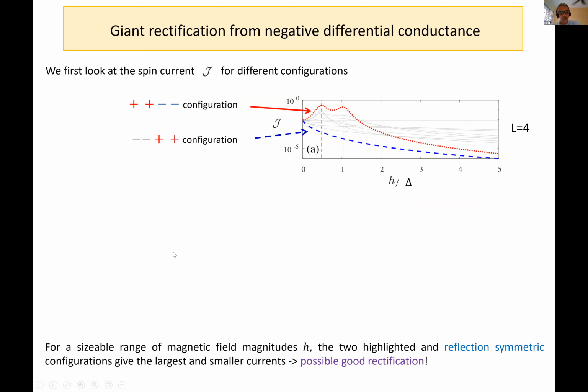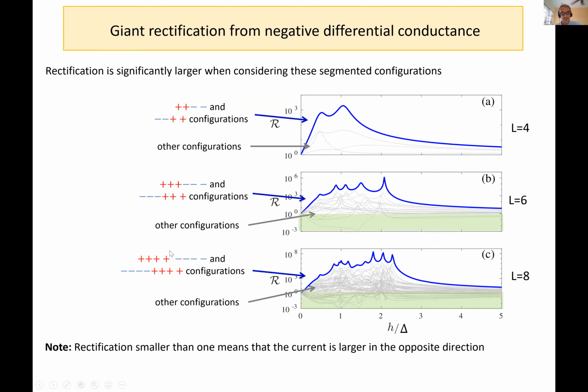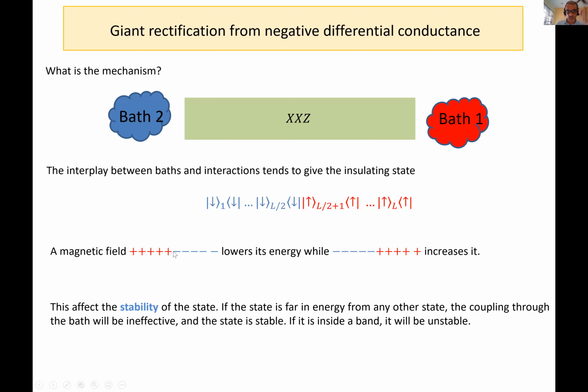So now, if we add a magnetic field pointing up in half and pointing down in the other half of the chain, this is something that lowers the energy of the system, while if I put the fields in the opposite direction, it will increase the energy. This actually affects the stability of this particular steady state, and whether it allows it to be the eventual steady state of the system, or whether this state will decay into something else, and then it will actually have currents.